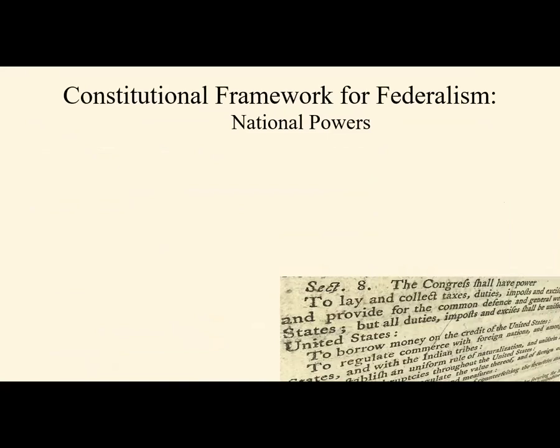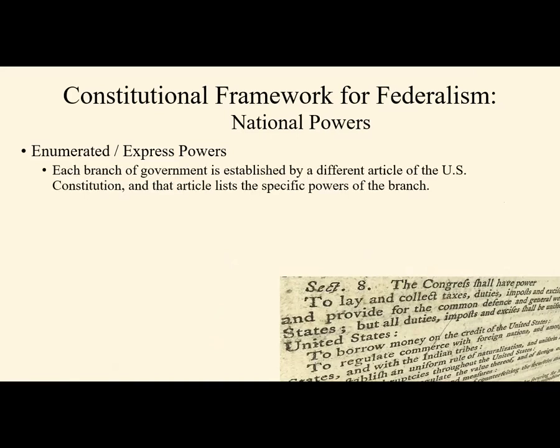So we'll focus next on exactly how the U.S. Constitution supports American federalism. And we're going to start with national powers. How does the Constitution support federalism in the national government? Well, it does that by enumerating the powers of the national government. The Constitution lists them specifically.